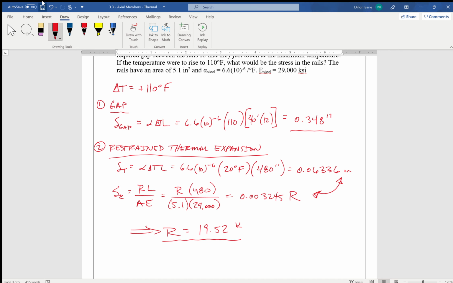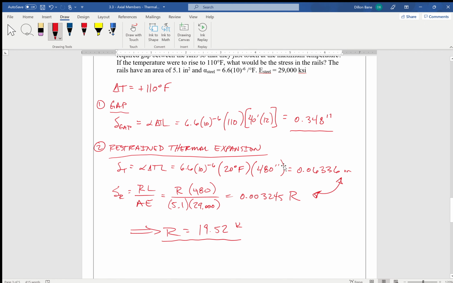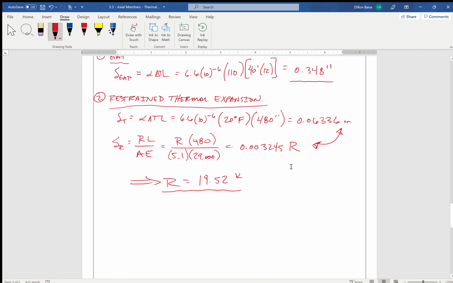So that is the force, that's the reaction at each end of the rail. But the problem wants to know what would be the stress in the rail. So now we can just figure out the stress in the rail just by using our simple P over A equation. So we think step 3 can be stress. Sigma equals P over A.